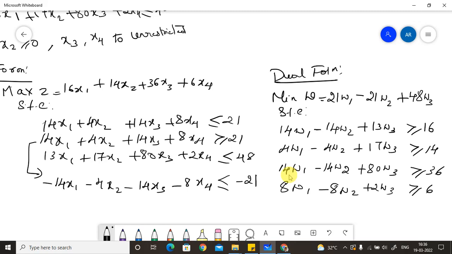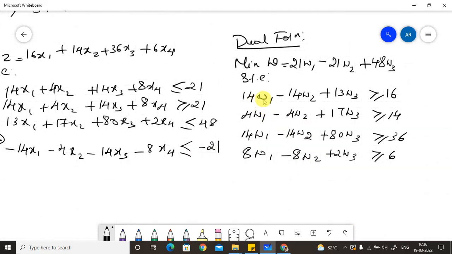Now we have to rearrange, because we know that w1 minus w2 we can make as w1 dash. These are common here, so we can make it w1 dash, and we can make the next, w3, as w2. So we rearrange: w1 minus w2 equal to w1 dash, and we make w3 as w2. Now the final form will be what?